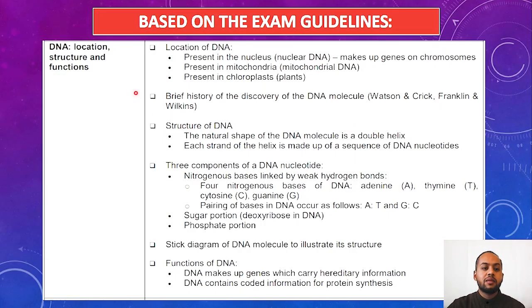So going back to our exam guidelines, thus far we've touched on the location of DNA, the brief history and discovery of the DNA molecule. We focused on scientists James Watson, Francis Crick, Rosalind Franklin, as well as Morris Wilkins. We will now move on to the structure of the DNA molecule. We will look at the natural shape of the DNA molecule being the double helix. We'll look at how each strand of the helix is made up of a sequence of DNA nucleotides.